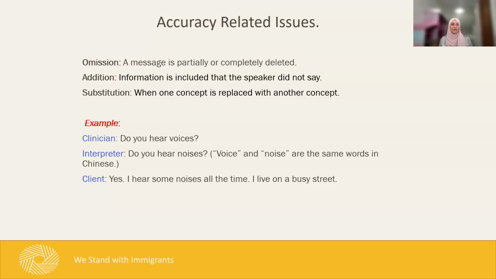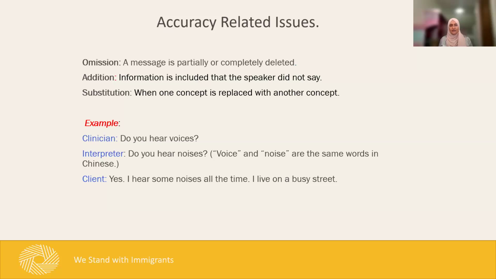So here is an example. A clinician is asking the client, do you hear voices? The interpreter interpreted it as, do you hear noises? Voice and noise are the same word in Chinese. And the client said, yes, I hear some noises all the time. I live on a busy street. So this example shows where accuracy might be an issue during interpretation.